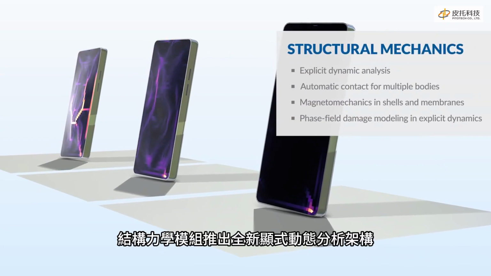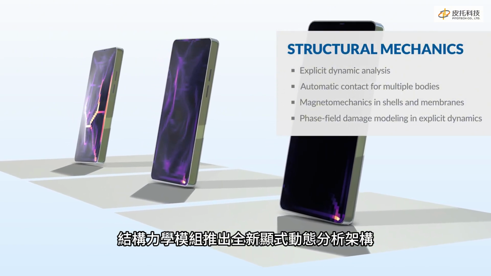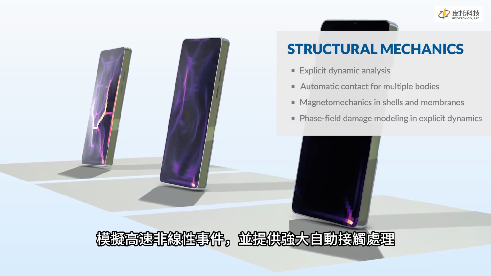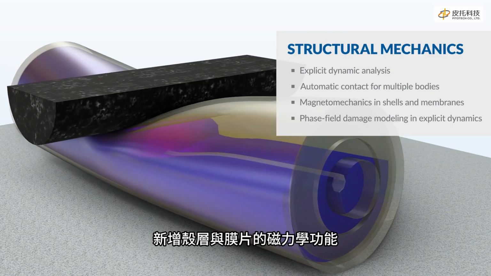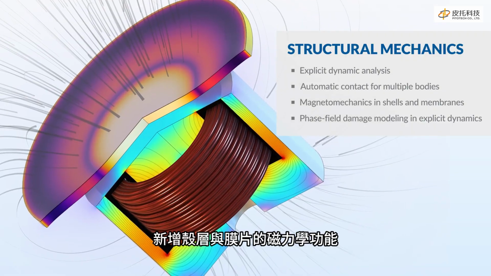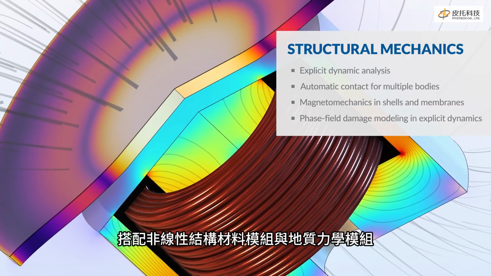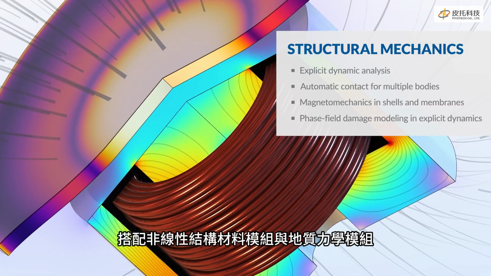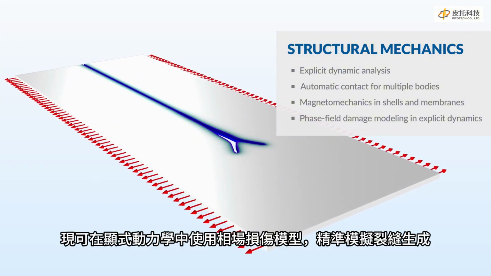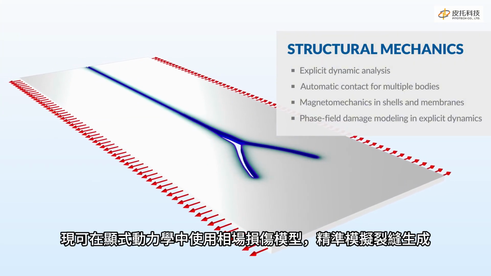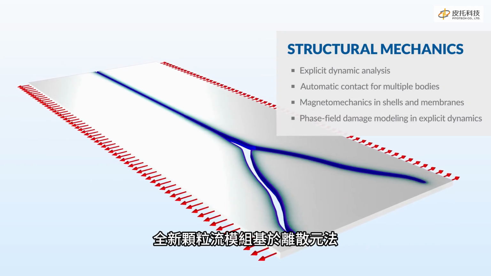The Structural Mechanics module introduces a new framework for explicit dynamic analysis to simulate fast nonlinear events, along with robust automatic contact handling for complex mechanical assemblies. New functionality for magnetomechanics in shells and membranes makes it possible to model magnetic effects in thin structures. With the Nonlinear Structural Materials module and Geomechanics module, it is now possible to use phase field damage modeling in explicit dynamics to simulate how cracks and damage form in solids.